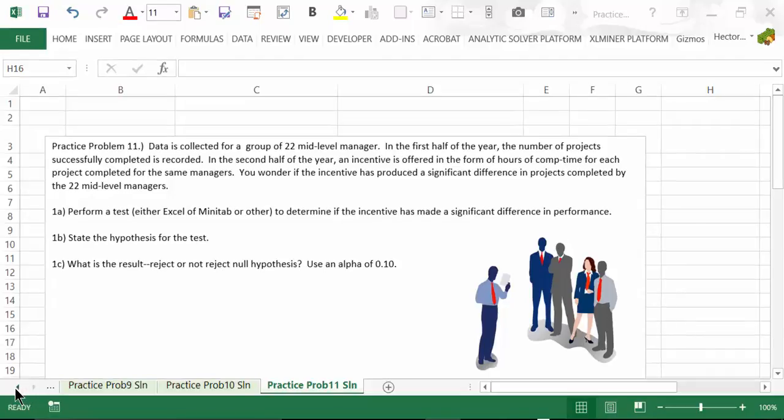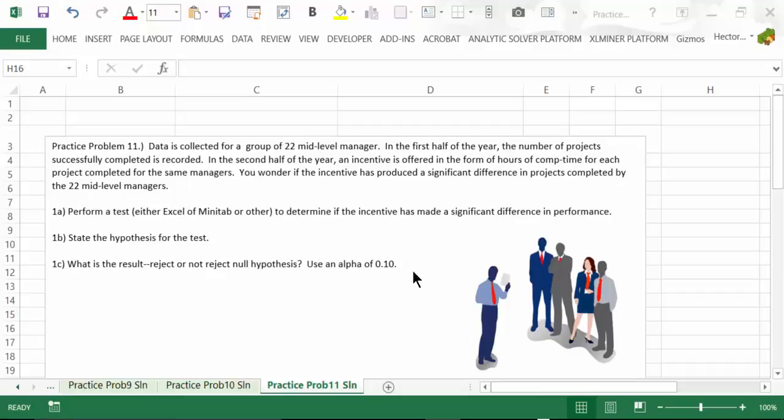We have one more problem to look at in the world of hypothesis testing, and that's something called a paired t-test. This is our last problem, problem number 11.